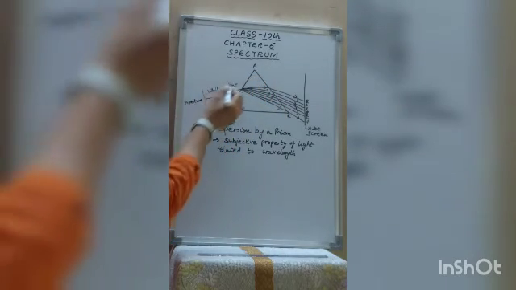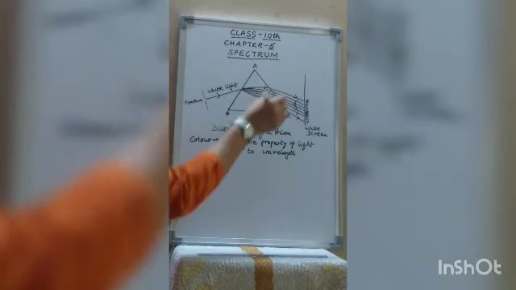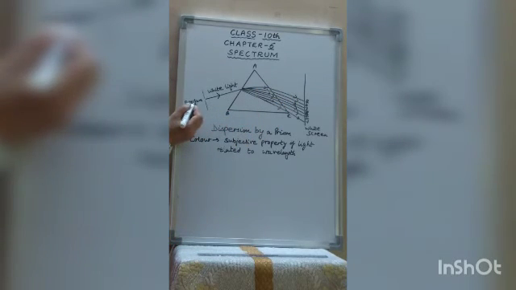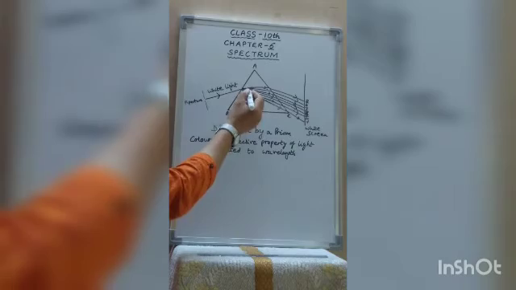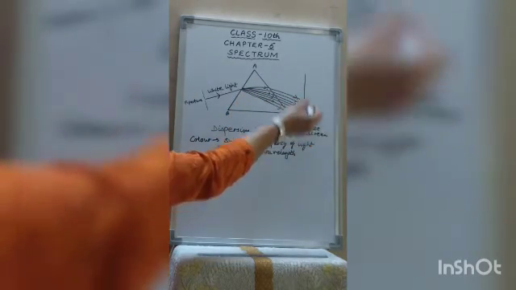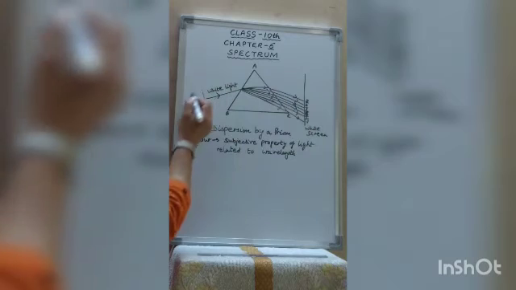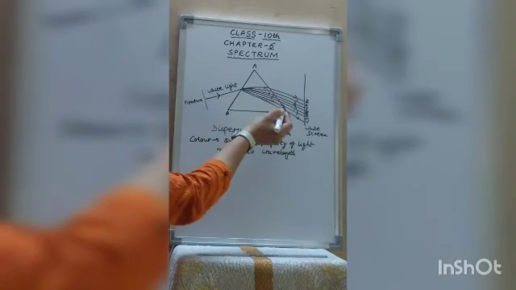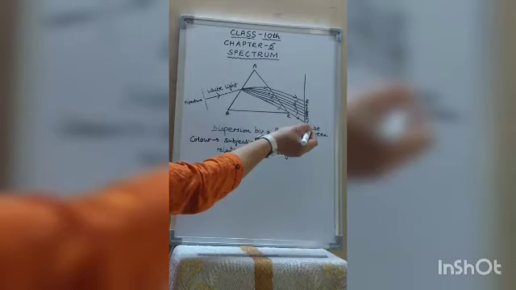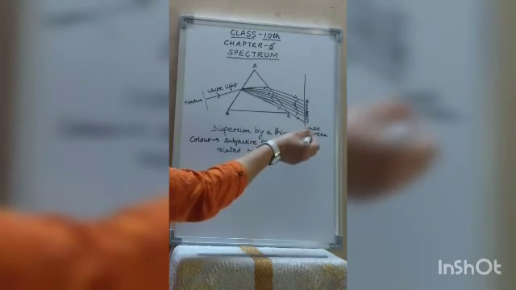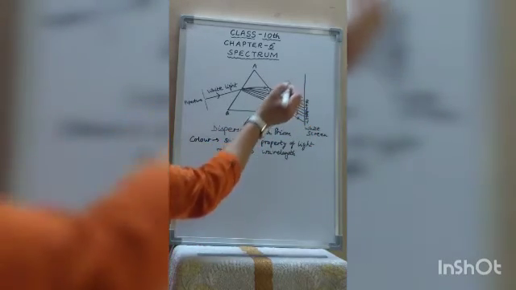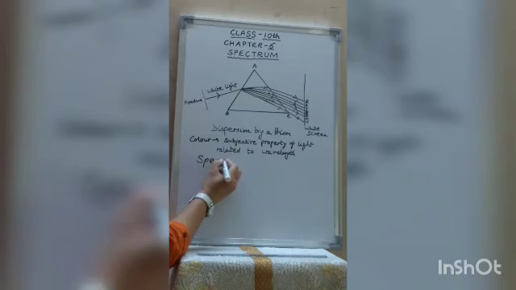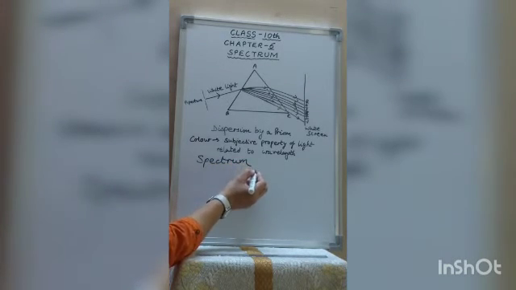He allowed the white light from the sun to enter a dark room through a small aperture, a small hole on the window, and a glass prism was placed in the path of the white light. On the back side of the prism was placed a white screen. He found that the light emerging out of the prism was received on the screen, and a colored patch like a rainbow was obtained. This colored patch was termed the spectrum of light.